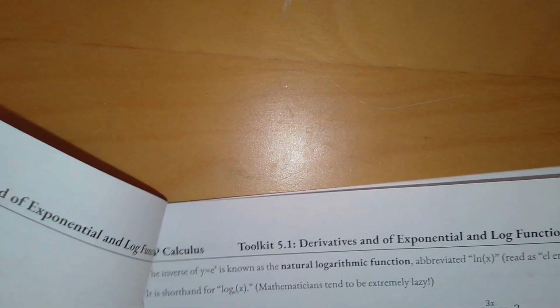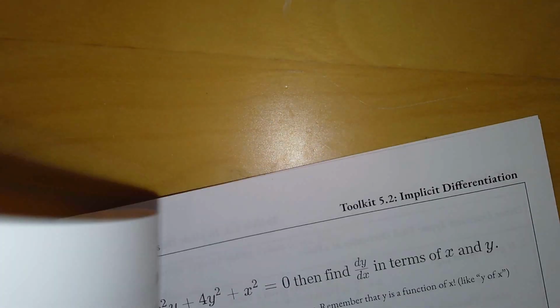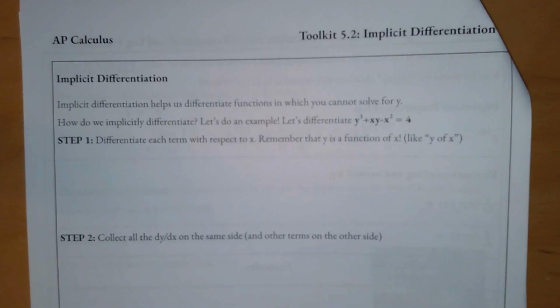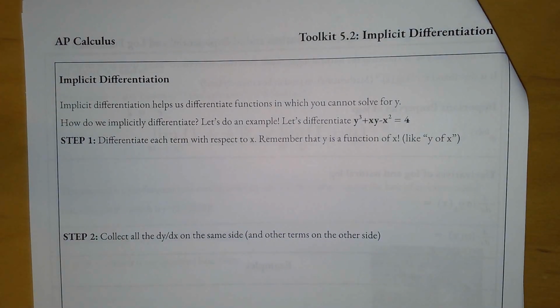Let's continue. Before we go into the next practice problem, let's do a real problem. Let's do some proper notes. So I'm on the notes, on page 4. We're on implicit differentiation. Implicit differentiation helps us differentiate functions in which you cannot solve for y. How do we implicitly differentiate? Let's do an example. Let's differentiate y to the third plus xy minus x squared equals 4.